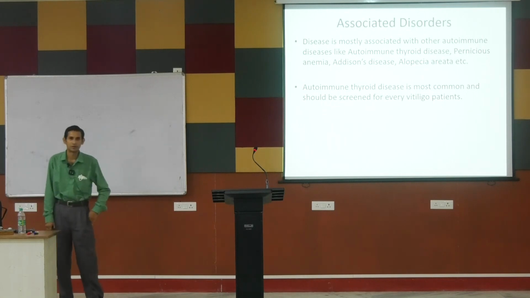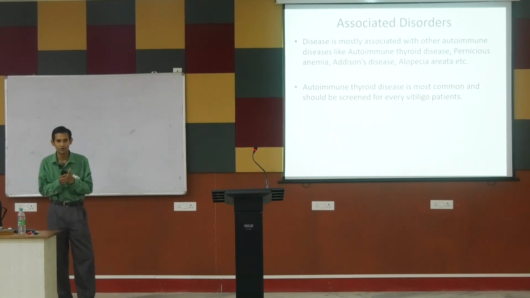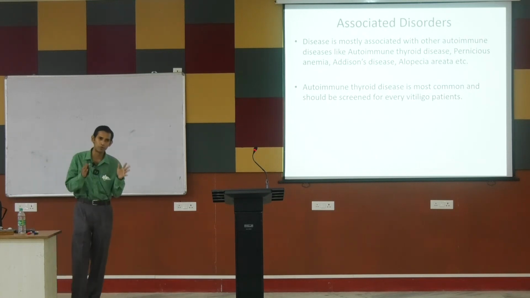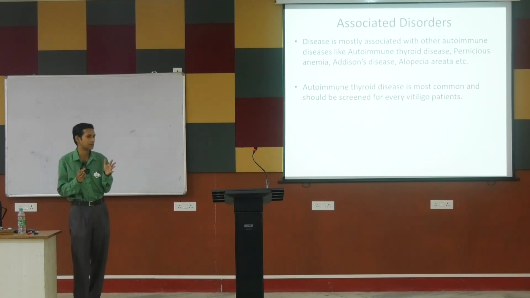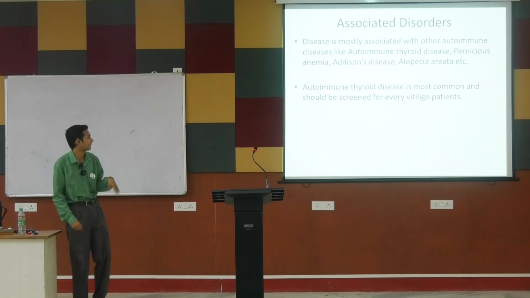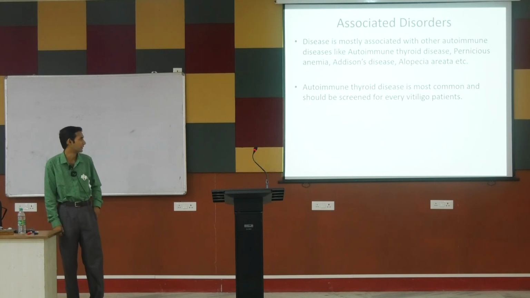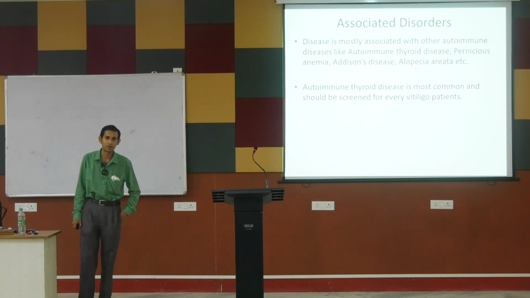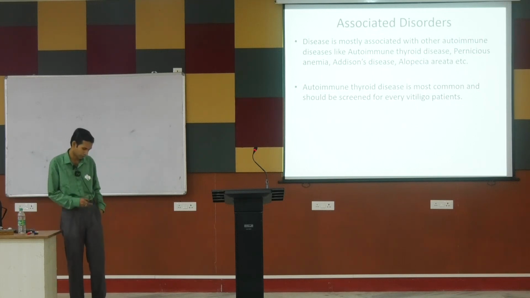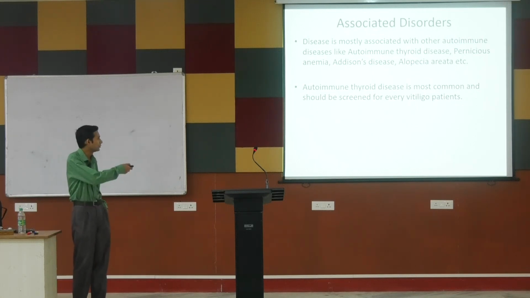Now the associated disorders. What are the disorders related to vitiligo? As I have already told, vitiligo is an autoimmune disease, so most of the autoimmune diseases are associated with vitiligo. What are these autoimmune diseases? Like autoimmune thyroid disease, mostly hypothyroidism, pernicious anemia, Addison's disease, alopecia areata, and also autoimmune diabetes mellitus, which are associated with vitiligo.